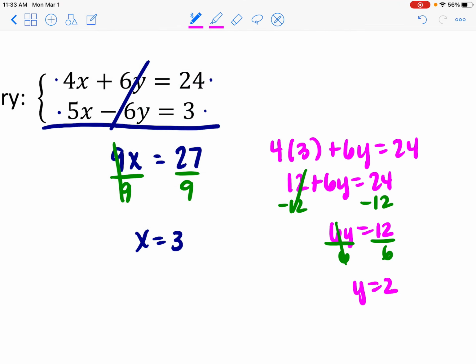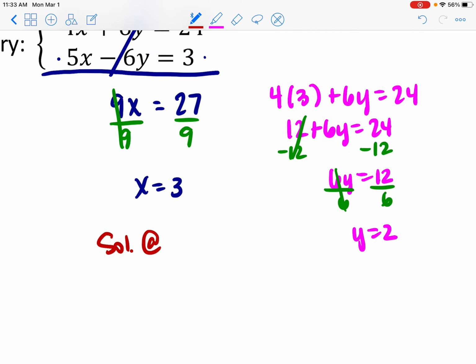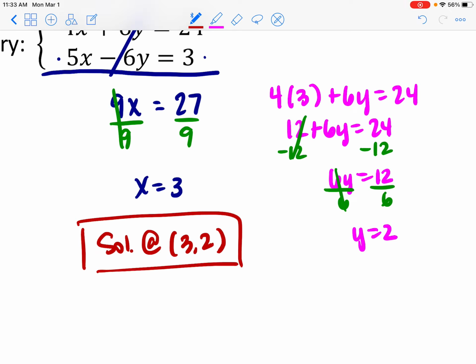So this system has a solution at 3 and 2. So again, if you were to graph these two lines, you're going to see that is the point where these two lines would cross. Okay?